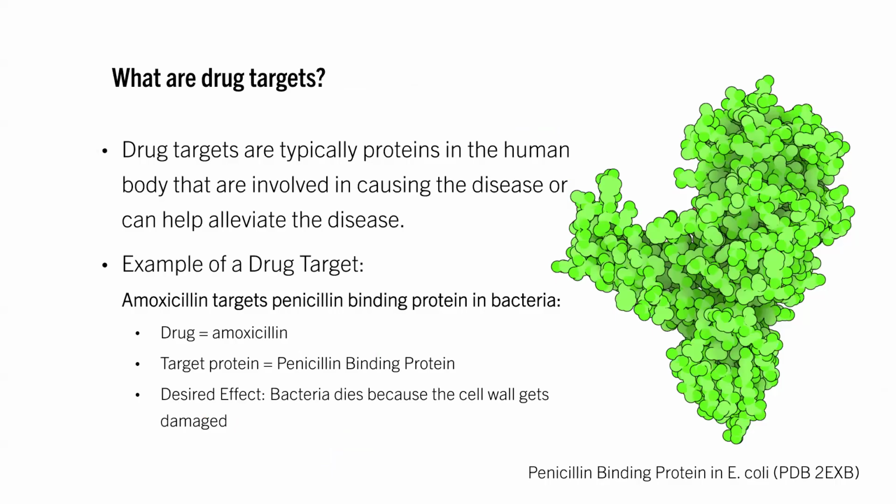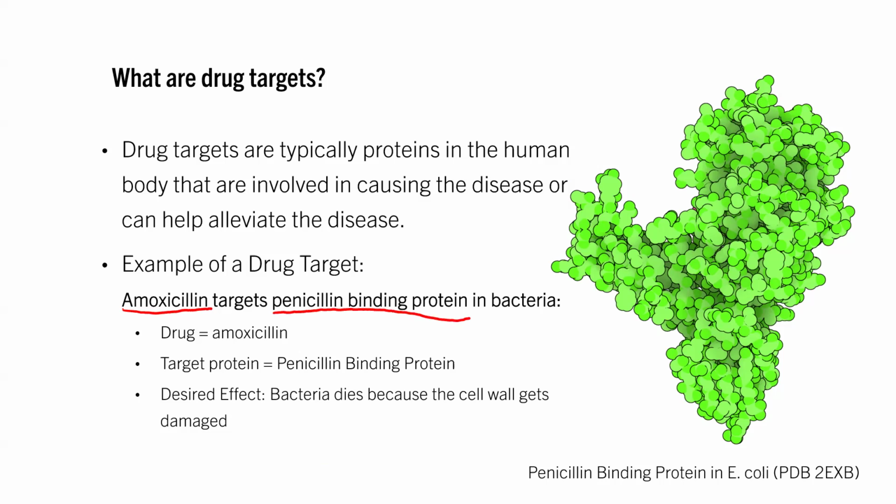Now, what are drug targets? Drug targets are typically proteins in the human body that are involved in causing the disease or can help alleviate the disease. Now, an example of a drug target: the common antibiotic, amoxicillin, which I'm pretty sure almost everyone in here who has ever had an ear infection has taken. This targets the penicillin binding protein in bacteria.